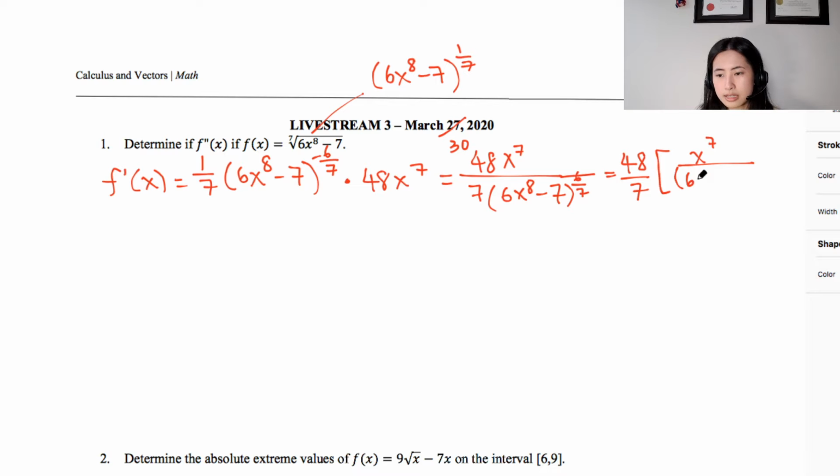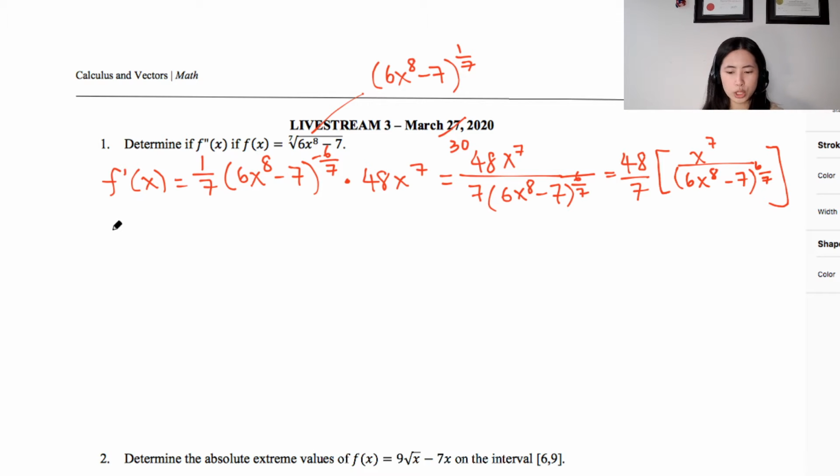Okay, so this is 6x raised to the power of 8 minus 7, and this is raised to the power of 6 over 7. So I think it's just easier for you to take out your constant. It just so happened that it's a fraction, so we're taking that out. And then we're left with this term over here. I think it's easier to find the second derivative if you factored out the constant, so you're just left with this term to deal with.